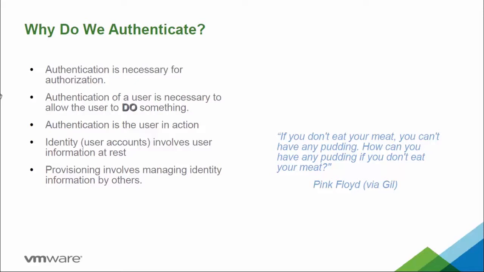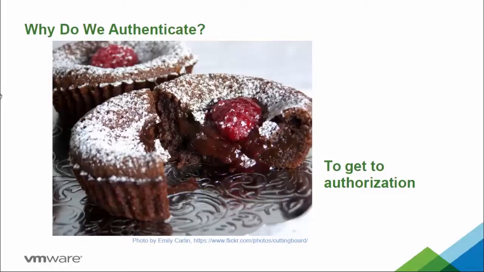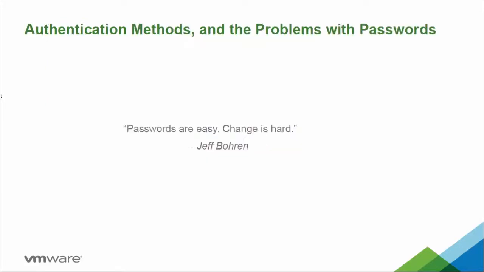And then a great quote from Gil, from Pink Floyd via Gil: if you don't eat your meat, you can't have any pudding. How many people would have recognized that line right away? All right, yes. Okay, so why do we authenticate? To get to authorization. The line was pudding, but my wife likes molten chocolate cake a lot better, so we're going to see a lot more pictures of molten chocolate cake than pudding. That's the point. We do this to get to authorization.